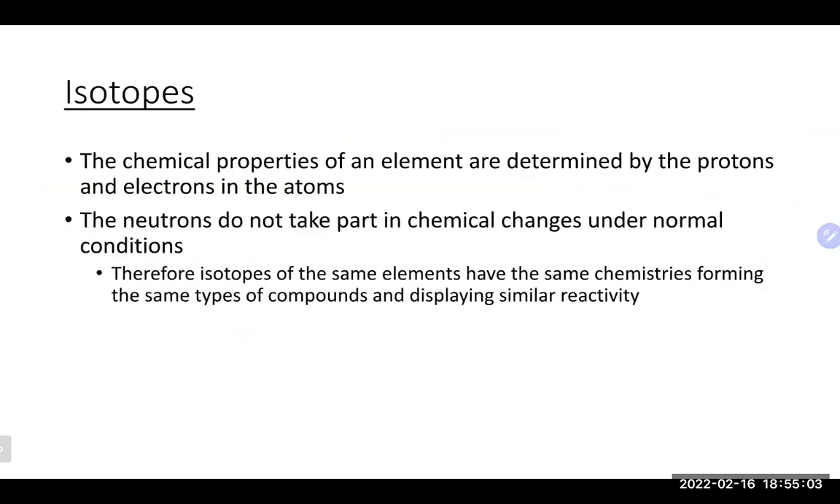Now, the chemical properties of elements are determined by protons and electrons in the atom. Neutrons really don't take part in normal chemical reactions. One of the nice things about isotopes is, a lot of times there are radioactive versions of elements that are isotopes. For example, we just had copper-64, which is actually a radioactive version of copper, and you had regular copper. They both basically are copper. They behave the same way.